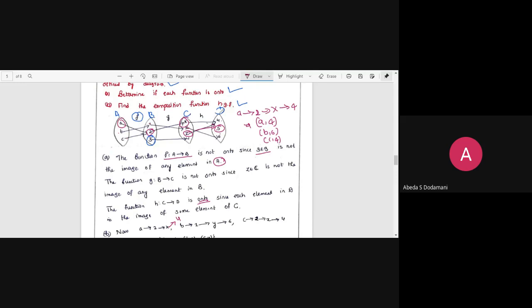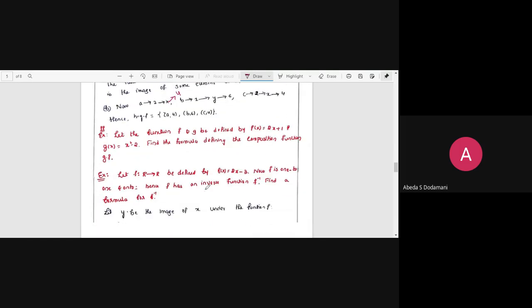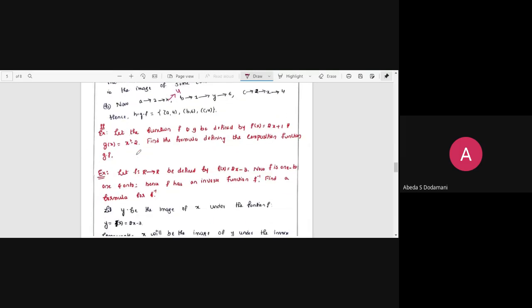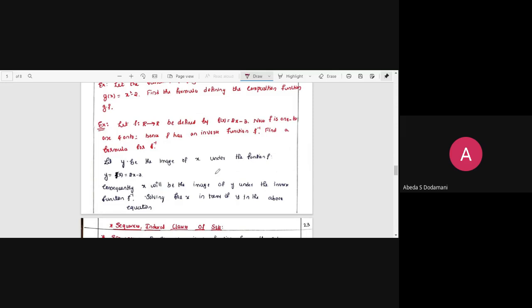Whether they give you 3 functions or 4 functions, any number of functions, you can have the composition if it is well defined with the diagram. It is more clear. So this is the B part which they asked you. I think I have given you some practice problems here. You try those examples.